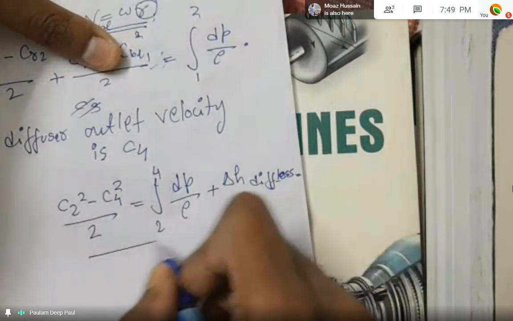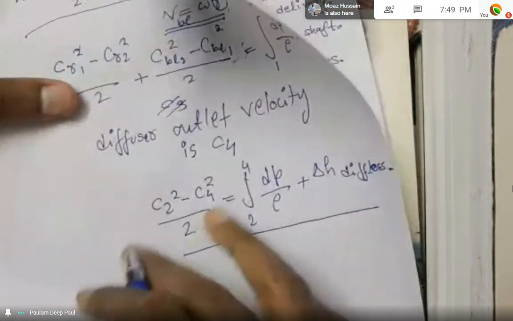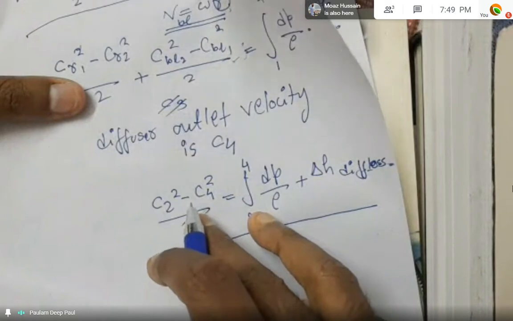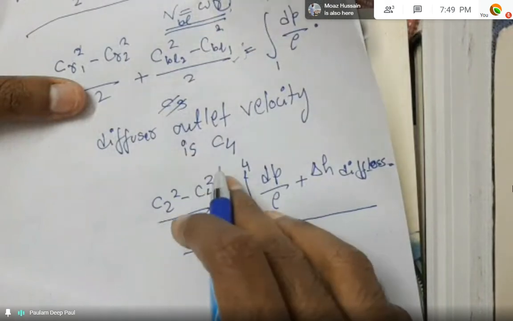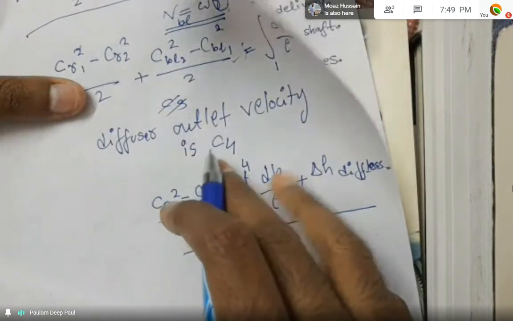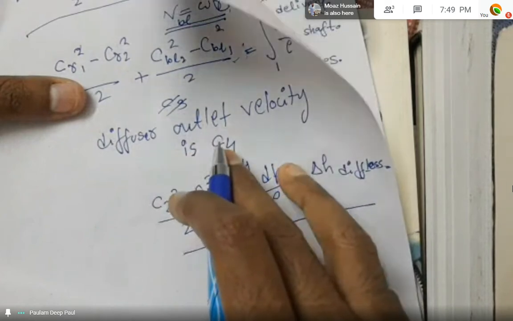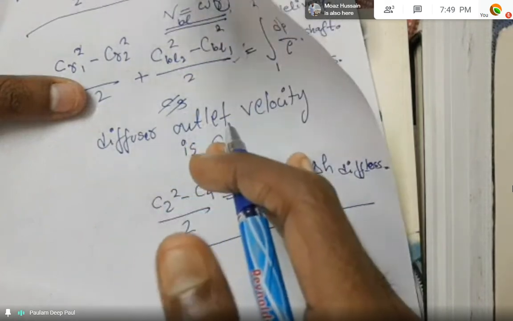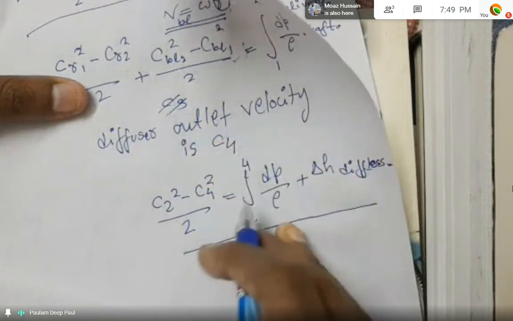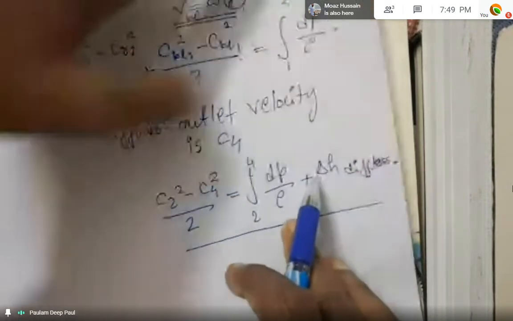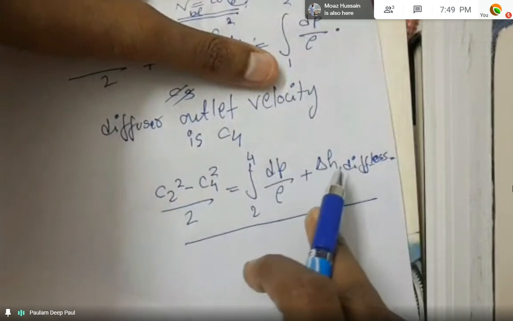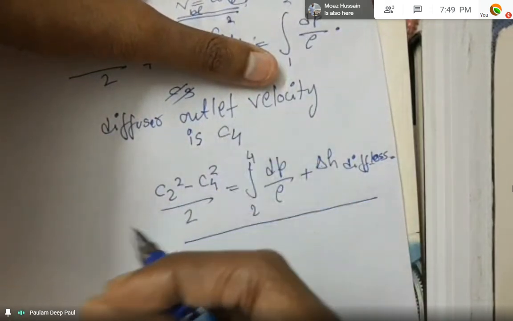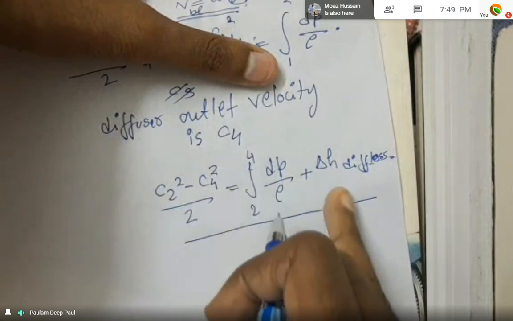Now, what is this equation? This equation says that the difference of the kinetic energy at the impeller outlet and the diffuser outlet is the work partly used for pressure increase and partly converted into heat due to the loss in the diffuser. So delta H is the enthalpy loss in the diffuser due to irreversibility of the process. So this is the loss.